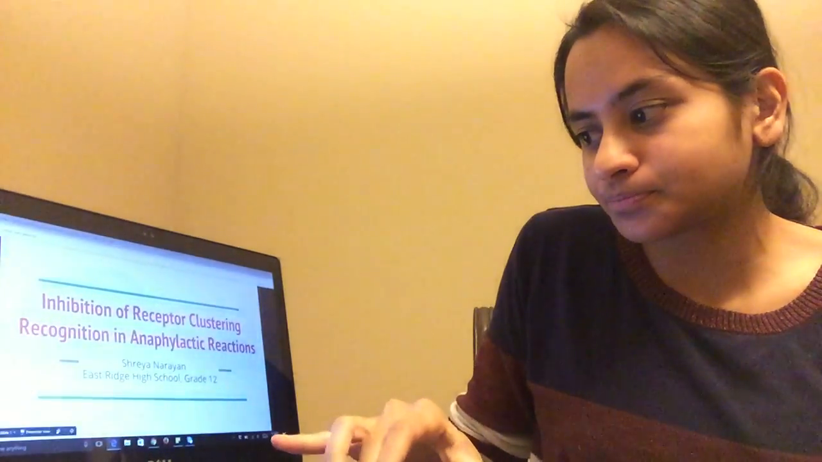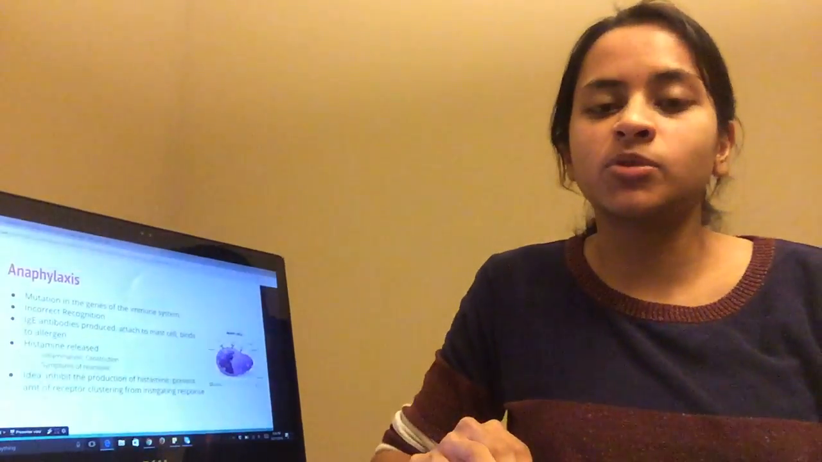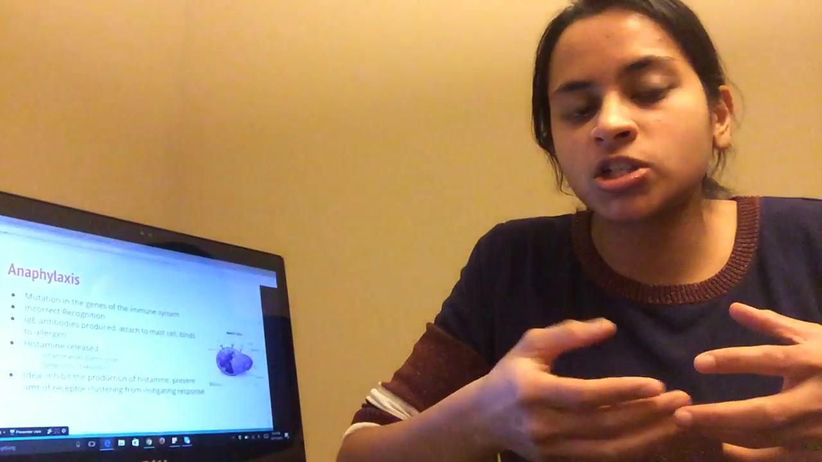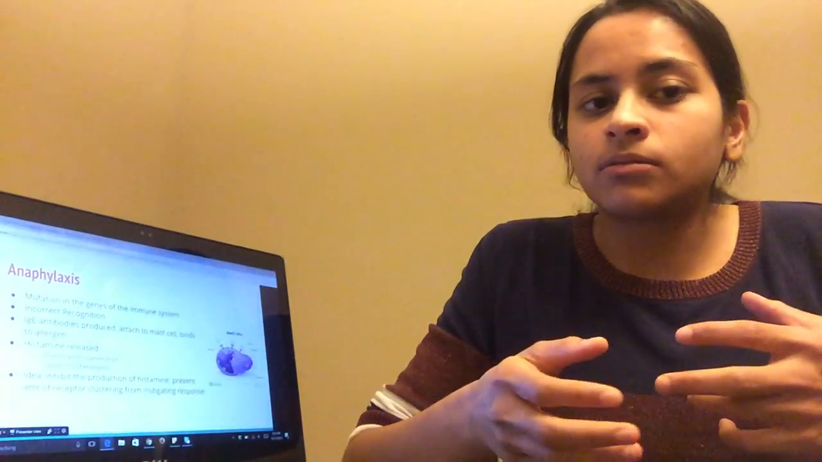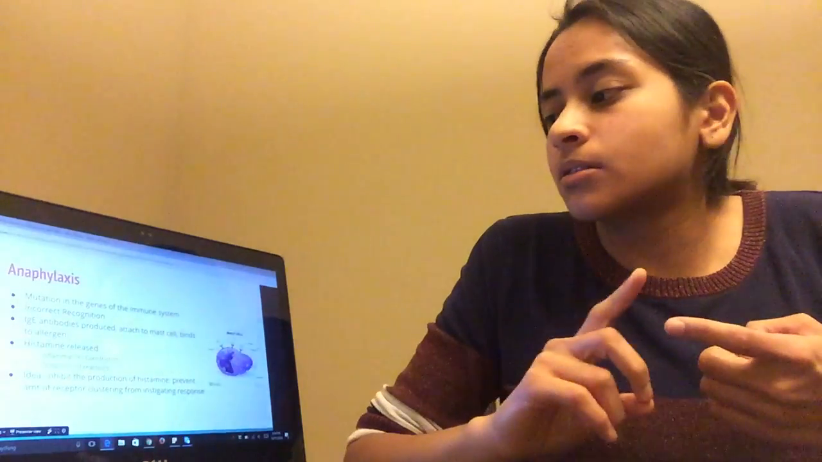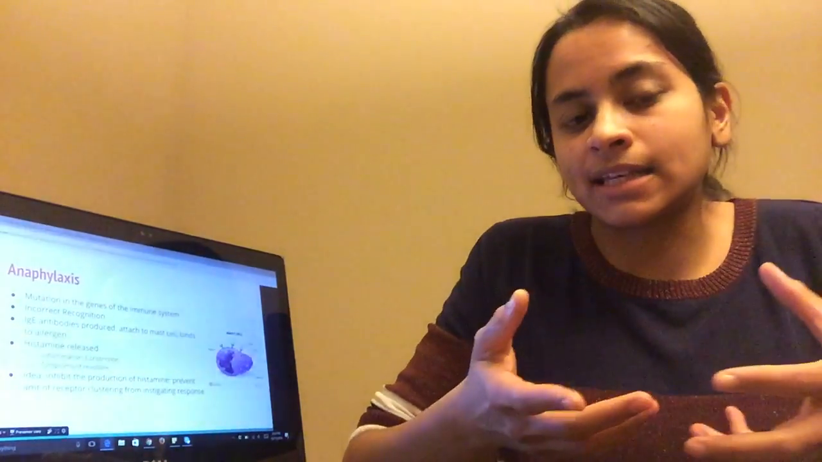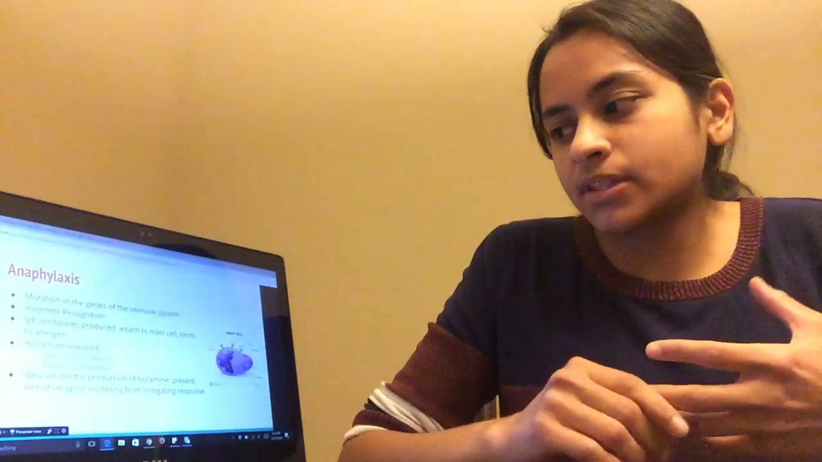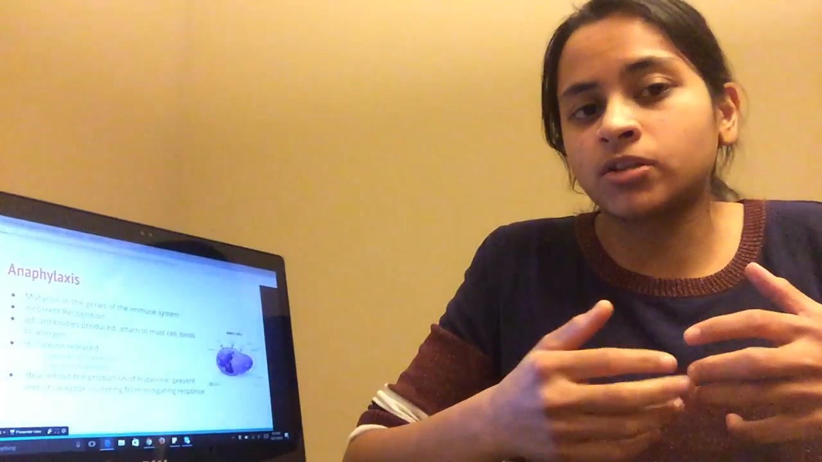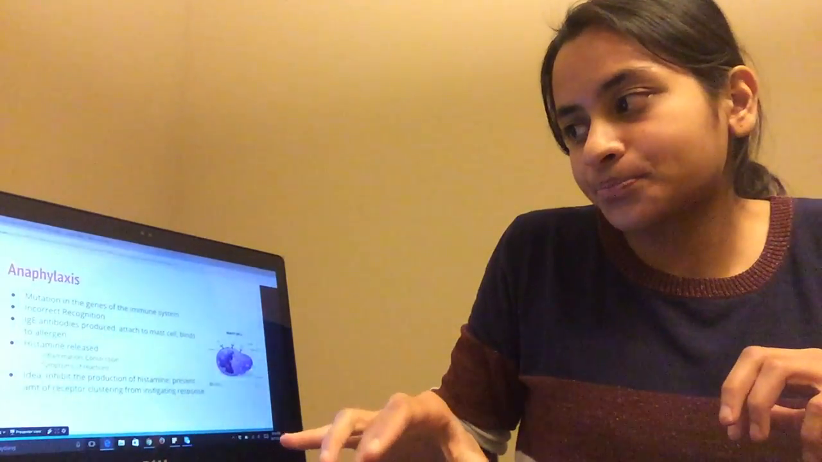has been ingested. So, the anaphylactic response occurs because of mutations in genes of the immune system. Essentially, there is false recognition of non-harmful particles as harmful. These antibodies called IgE antibodies are produced. They attach to mast cells and release histamine, which causes all the symptoms. So the idea I have is to inhibit the production of histamine and prevent the amount of receptor clustering that will be required to instigate a response.